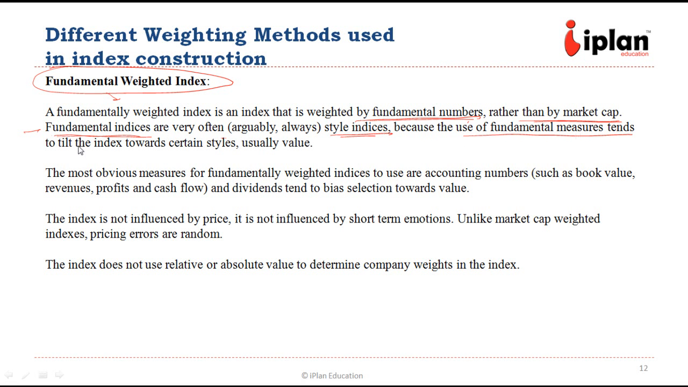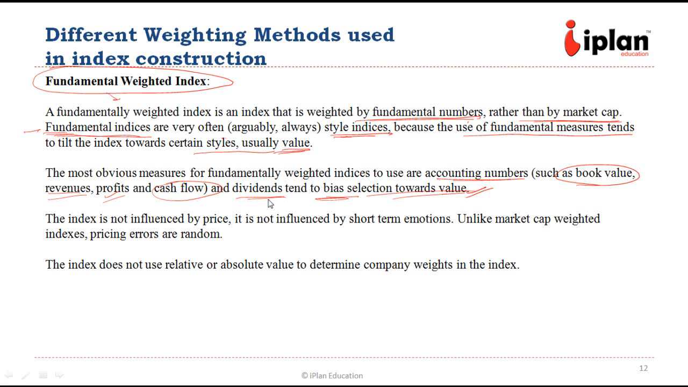They tend to tilt towards certain styles, usually value. We know that one kind of company might have one kind of fundamental numbers, so that is why they are tilted towards one kind of style. The most obvious measures for a fundamentally weighted index could be accounting numbers. It could be book value, revenues, net profit or cash flows, etc. Here dividends tend to bias the selection towards value stocks.